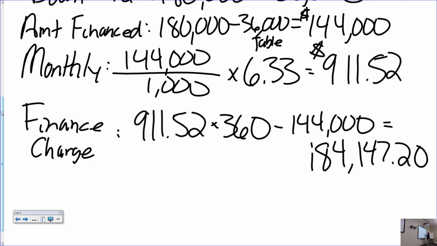$184,147.20. Holy crap. Oh, you got a different number? Maybe I did something wrong? I have 147 for 47? Oh, that's better. No, sorry, it's 184,100. 147, yeah. 20. Yeah.